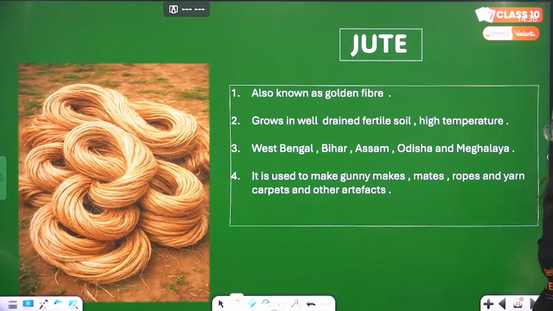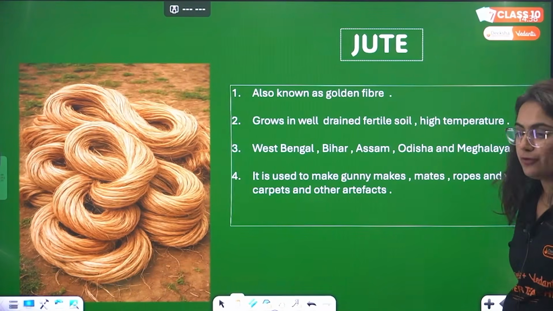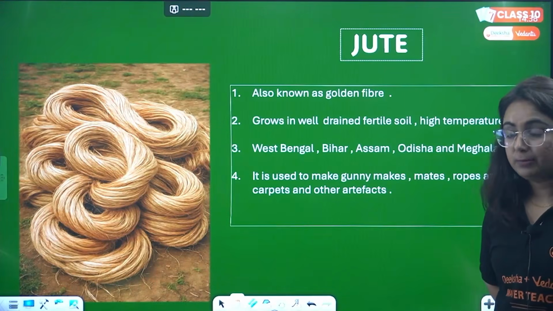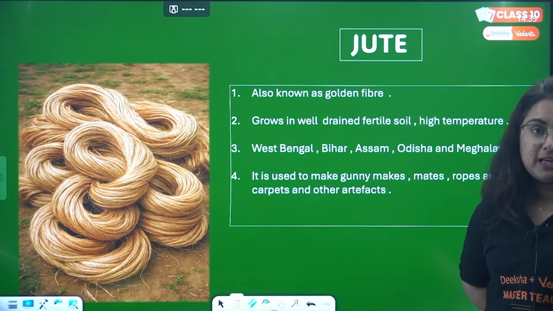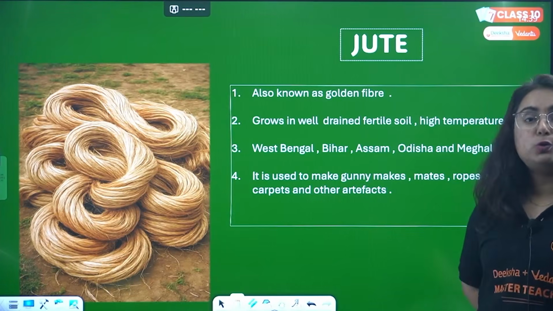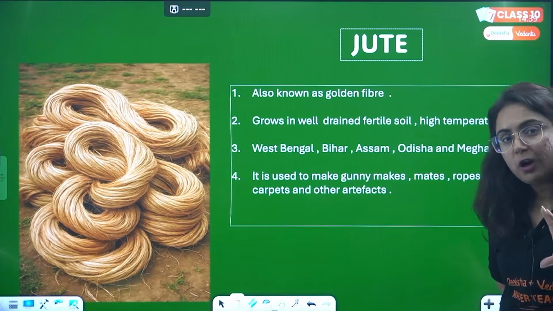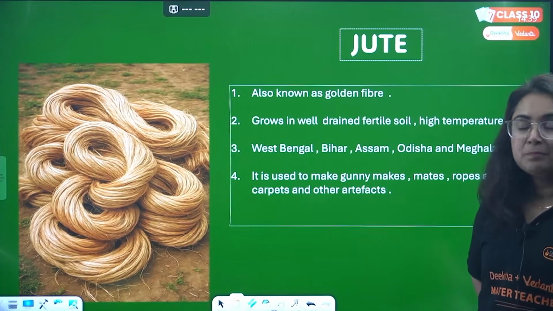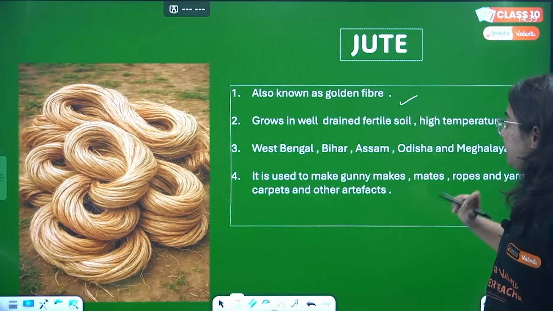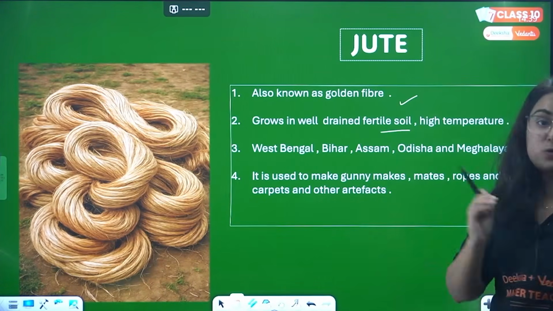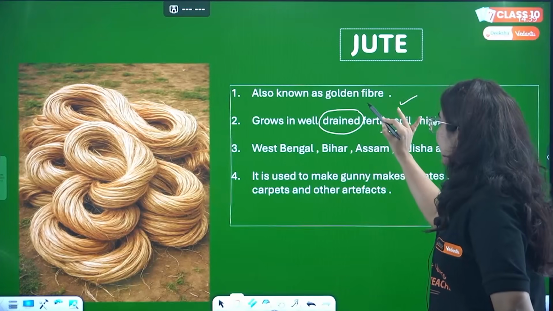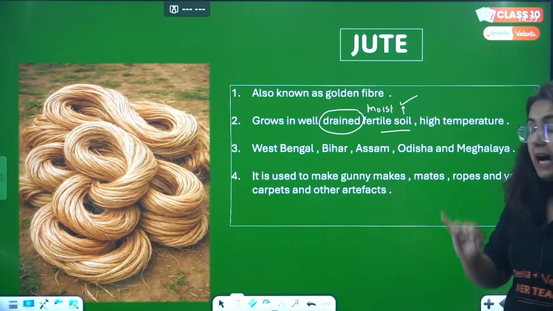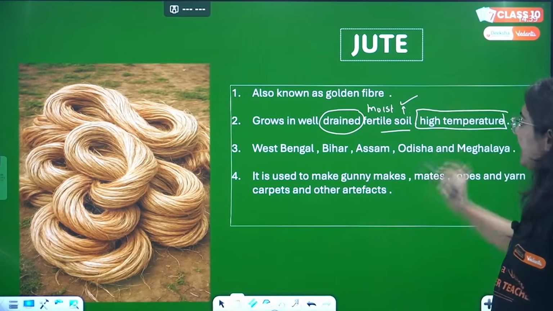Next is jute. With jute, the story is interesting. However, nowadays we are shifting or replacing the products of jute from natural fibers to artificial synthetics, right? However, jute, beta, is also known as golden fiber. It is known as what, beta? Golden fiber, because of its texture, because of its use throughout the times, right? It grows well in drained fertile soil. Drained clearly indicates that it needs a moist atmosphere or high rainfall. Okay? High rainfall is only possible wherever there is high temperature.